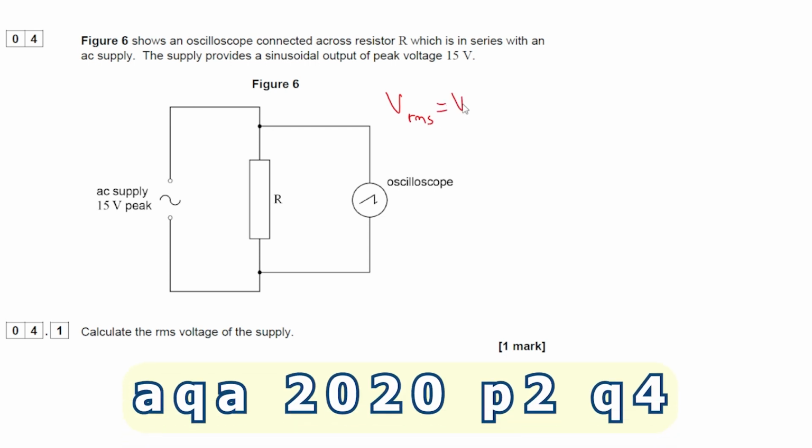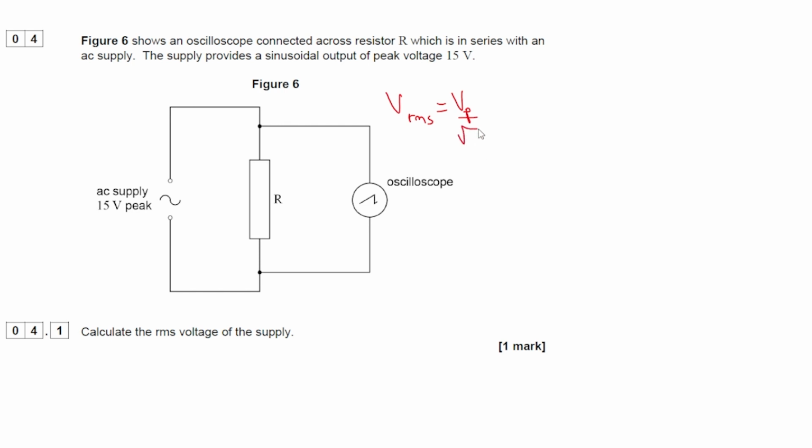We're given the peak voltage of 15 and asked to calculate the root mean square voltage. This is simply the peak voltage divided by root 2, 15 over root 2, or 10.6 volts.